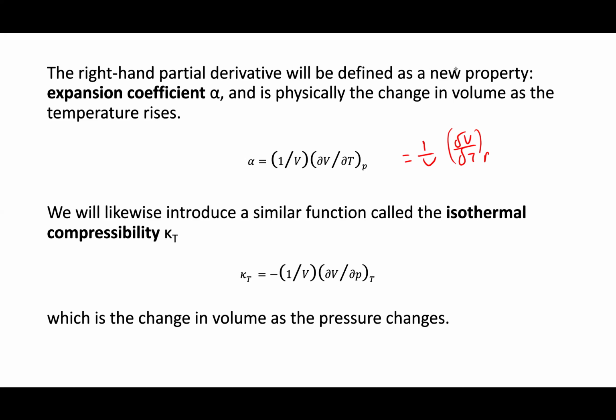This isothermal compressibility is going to be slightly different. Negative 1 over V times dV over dP at constant temperature, right? Very, very slightly different, which is what makes it annoying. It is the change in volume as the pressure changes. This is the isothermal compressibility.